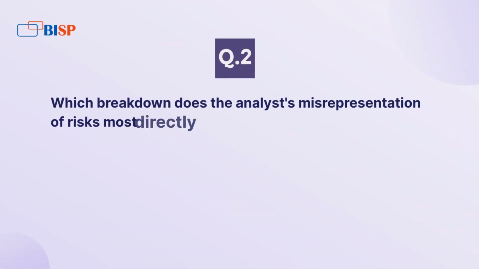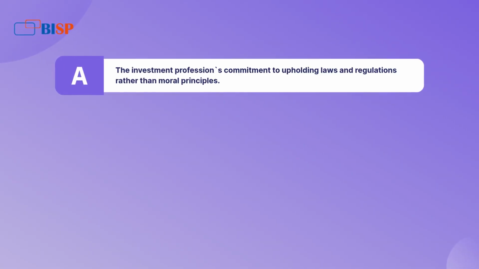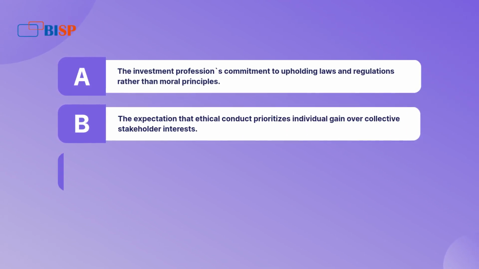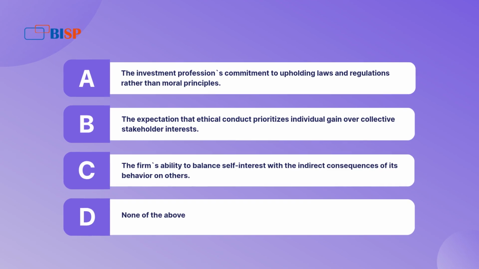Question number 2. Which breakdown does the analyst's misrepresentation of risks most directly demonstrate? A. The investment profession's commitment to upholding laws and regulations rather than moral principles. B. The expectation that ethical conduct prioritizes individual gain over collective stakeholder interests. C. The firm's ability to balance self-interest with the indirect consequences of its behavior on others. D. None of the above.